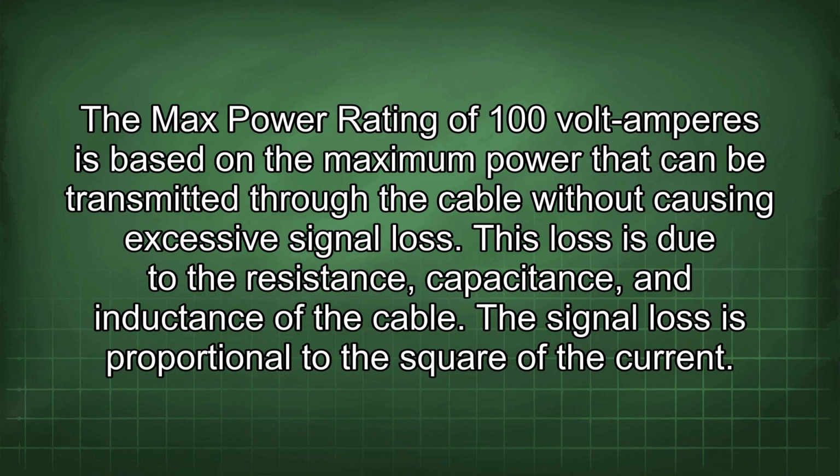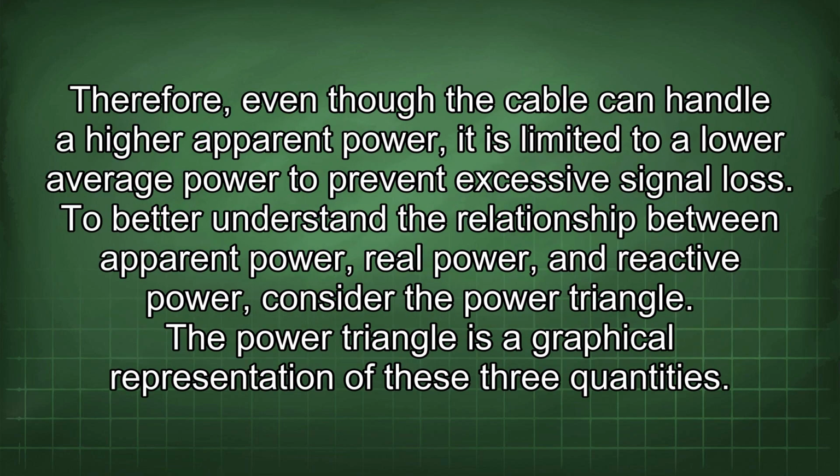The max power rating of 100 volt-amperes is based on the maximum power that can be transmitted through the cable without causing excessive signal loss. This loss is due to the resistance, capacitance, and inductance of the cable. The signal loss is proportional to the square of the current. Therefore, even though the cable can handle a higher apparent power, it is limited to a lower average power to prevent excessive signal loss.